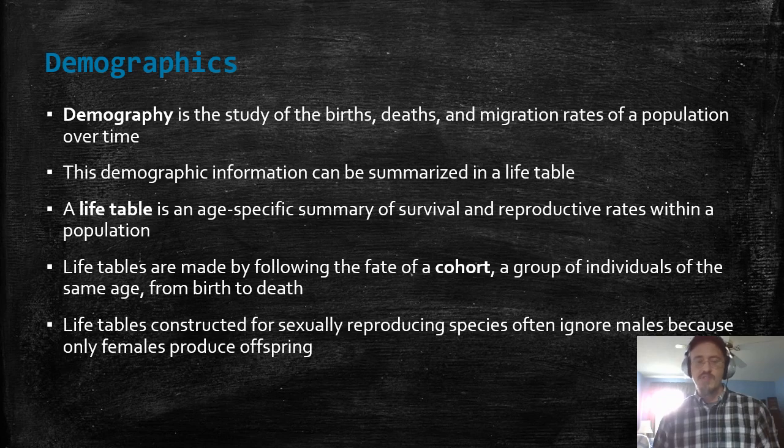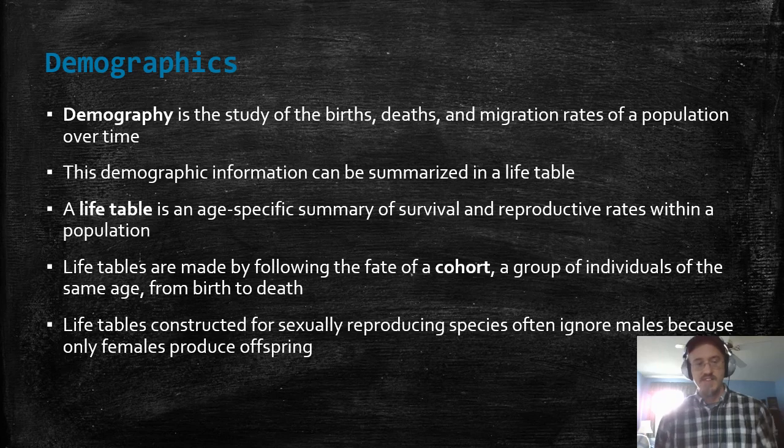And what you can do is record all these numbers in what they call a life table. You can see here a life table is an age-specific summary of survival and reproductive rates in a population. So how likely is the organism to survive? So, okay, what's the chance it survives being born? What's the chance it survives being a child? What's the chance it grows up to be an adult? How many babies is it going to have?